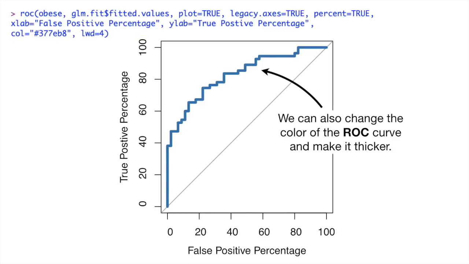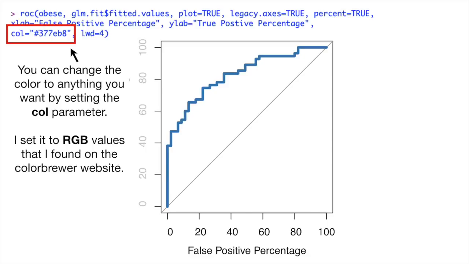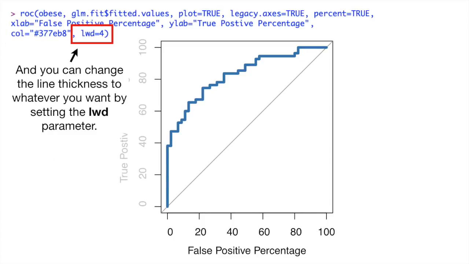We can also change the color of the ROC curve and make it thicker. You can change the color to anything you want by setting the col parameter. I set it to RGB values that I found on the Color Brewer website. And you can change the line thickness to whatever you want by setting the lwd parameter.